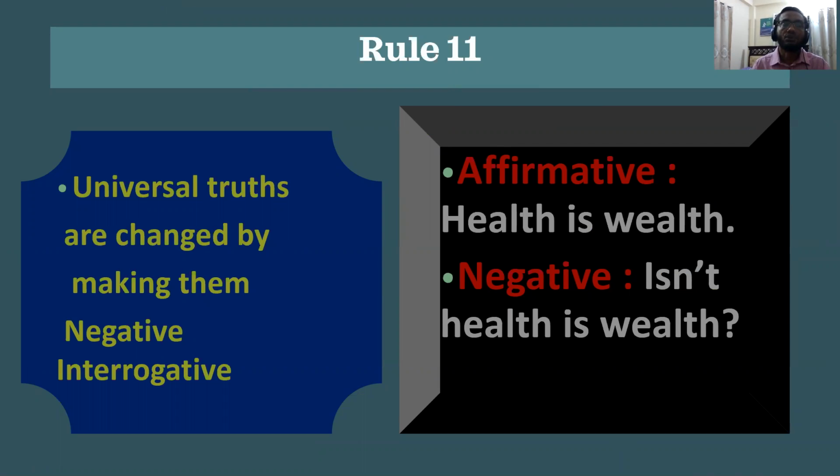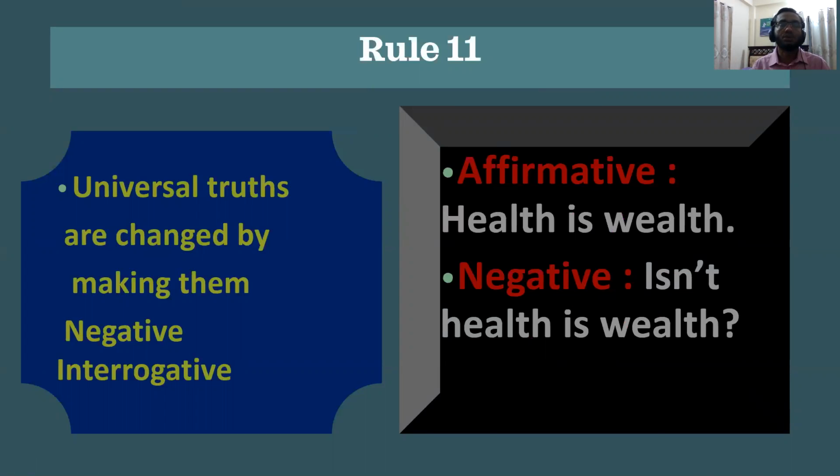In rule 11, we can say that universal truths are changed by making them negative interrogative. That is very important. Whenever you see universal truths in the affirmative sentence, then you have to change it into negative interrogative form in the negative sentences. Now, look at the example. Then you will be clear. In affirmative, health is wealth. In negative form, we can say, isn't health wealth? This is the rule, rule 11.